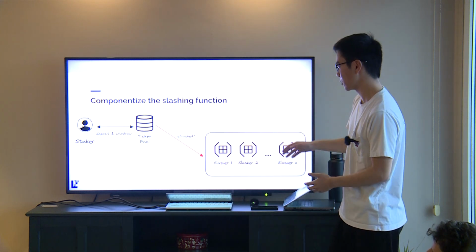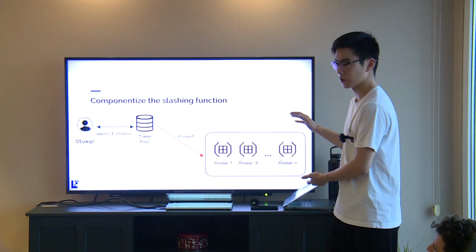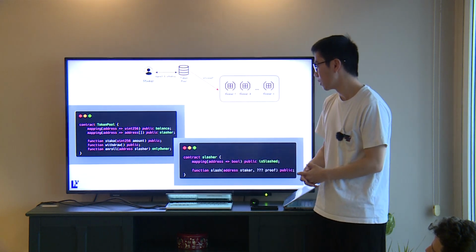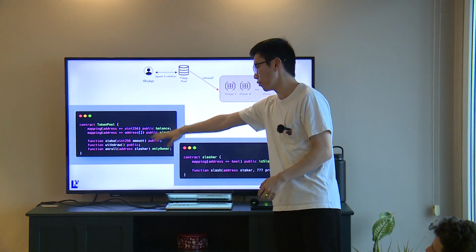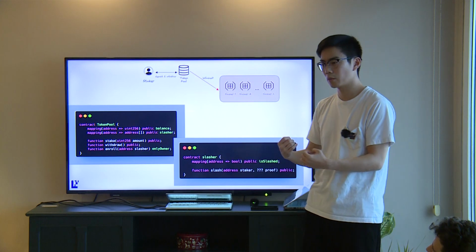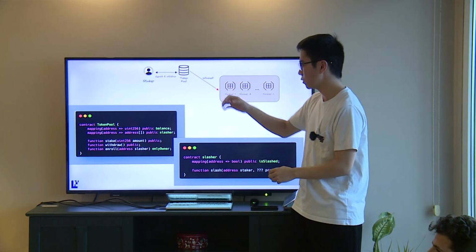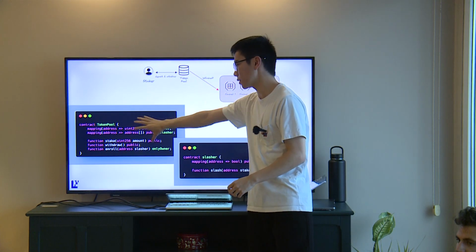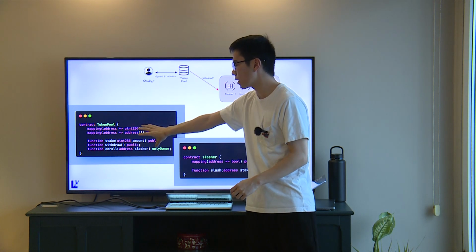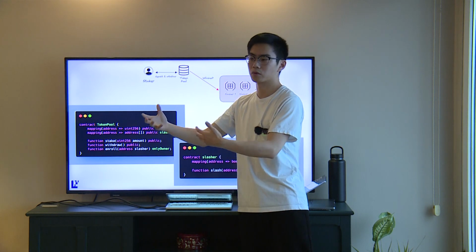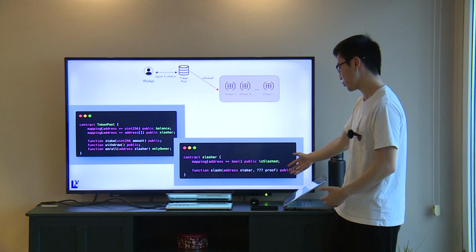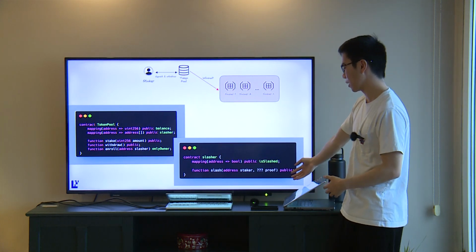So one way we achieve this is by compartmentalizing or modularizing the slashing function. The way we do it is the following. On the token pool part, we remove the slashing function. We have a new function called enroll. The way you can think about enroll is the staker would deposit, stake their tokens here, and whenever they want to make a commitment into some slashing condition, they will enroll into a slasher contract. And the slasher contract is basically a mapping and also a slash function.